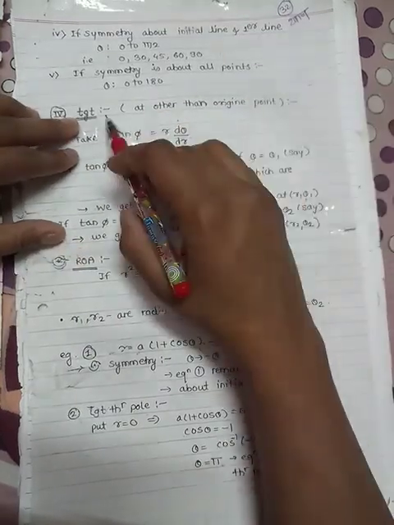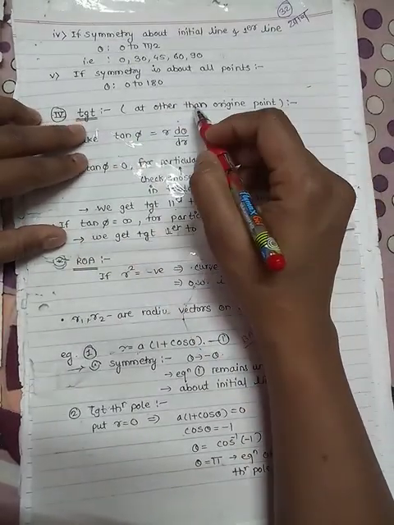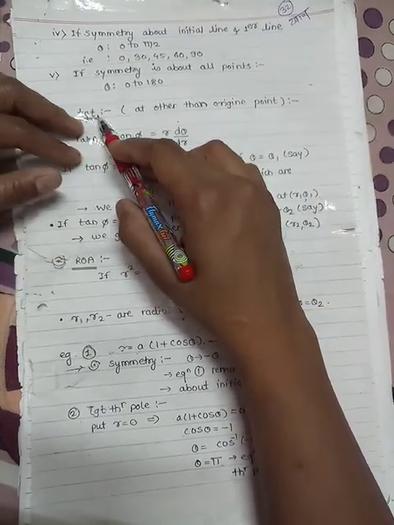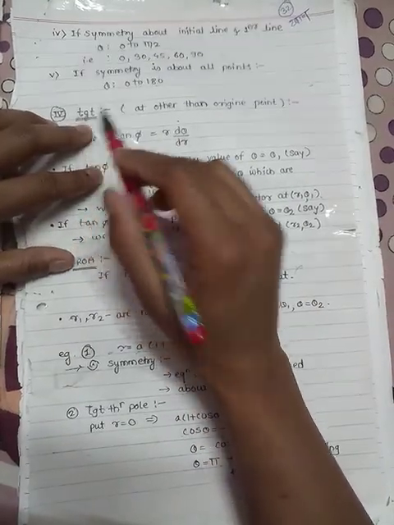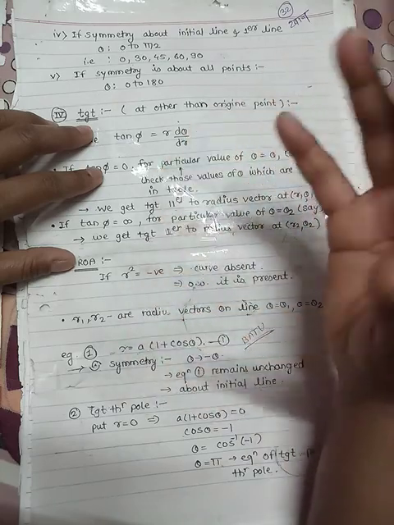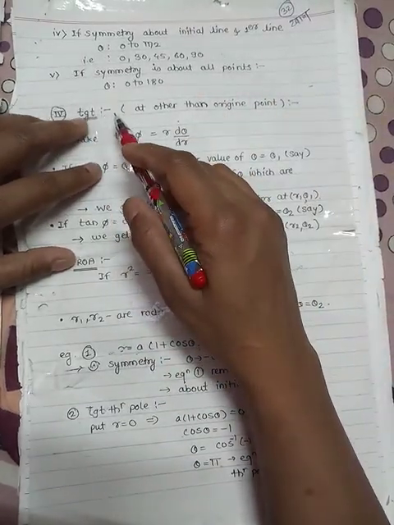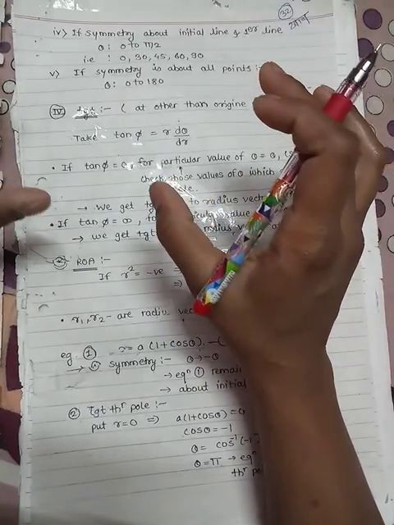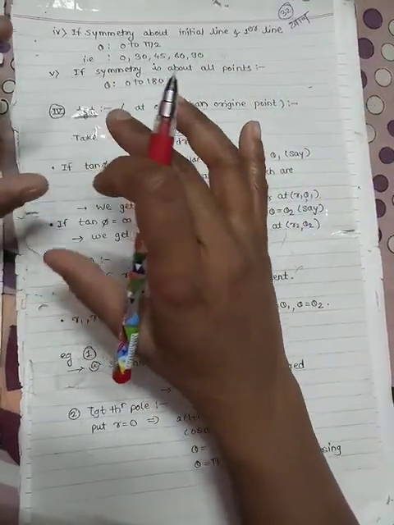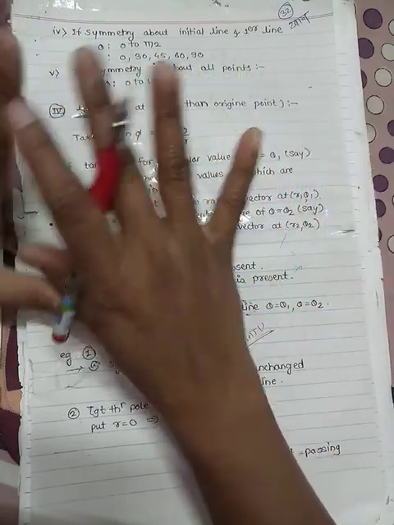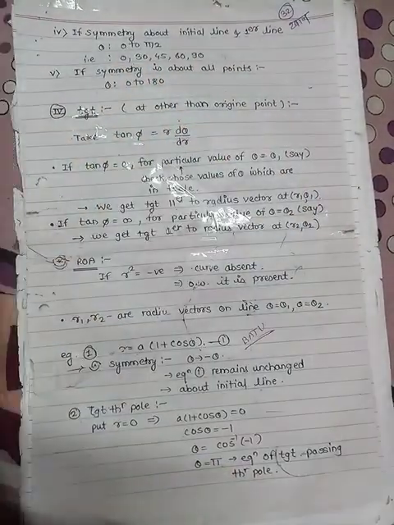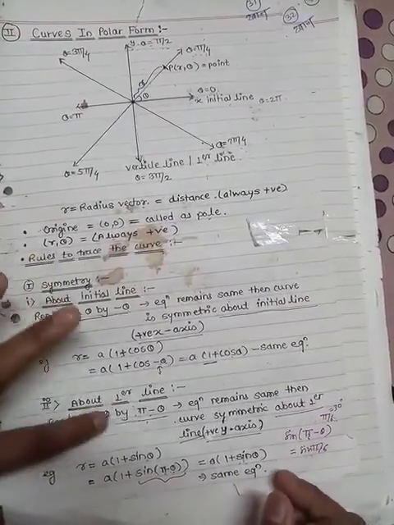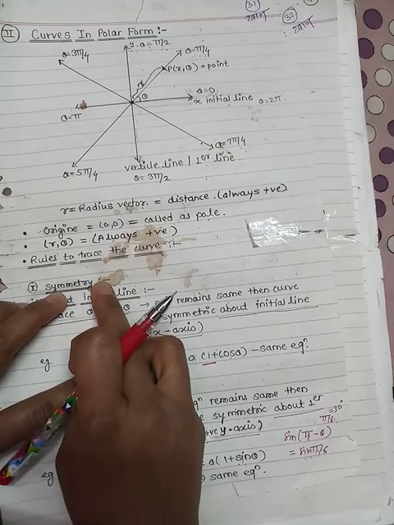Now, tangent through a point other than the pole, that is other than 0, 0, there is again a condition for the tangent through that point. So what is the condition? It is the same as in Cartesian form, tangent passing through a point other than the origin. The points are quite similar to the Cartesian rules, but the conditions for these points are totally different from Cartesian. For symmetry the condition is different, but the main points are quite similar.